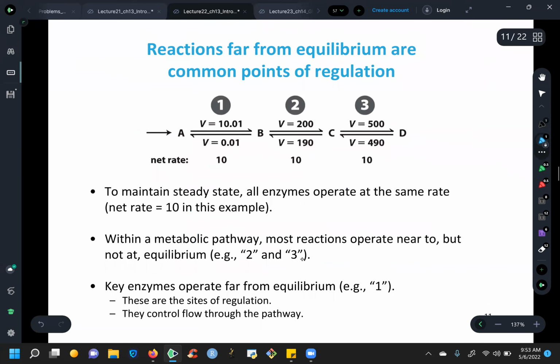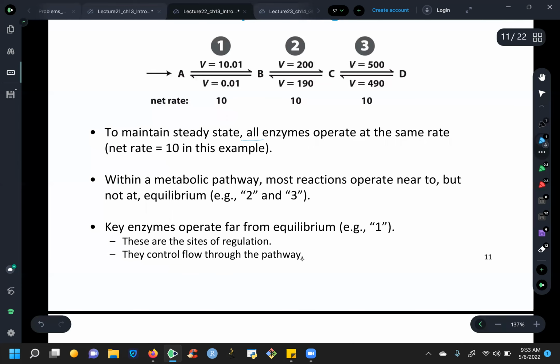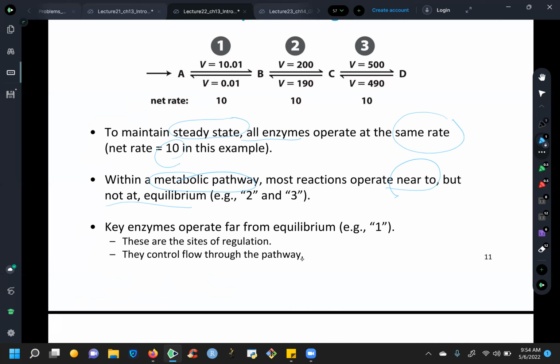Reactions far from equilibrium. To maintain steady state, all enzymes operate at the same rate. The net rate is equal to 10 in this example. Within a metabolic pathway, most reactions operate near to, but not at, equilibrium. So this is talking about steady state in a metabolic pathway. Make flashcards of that. Key enzymes operate far from equilibrium. These are the sites of regulation. They control flow through the pathway.